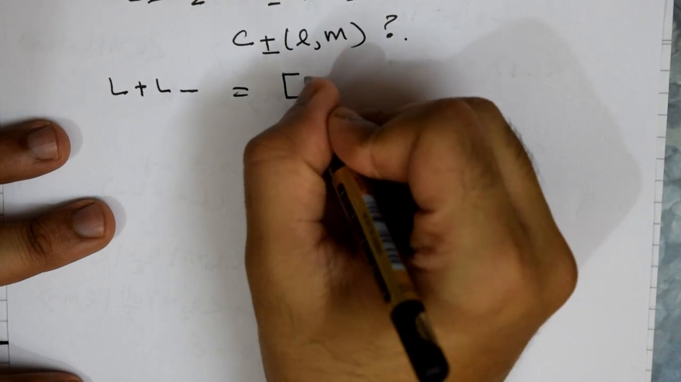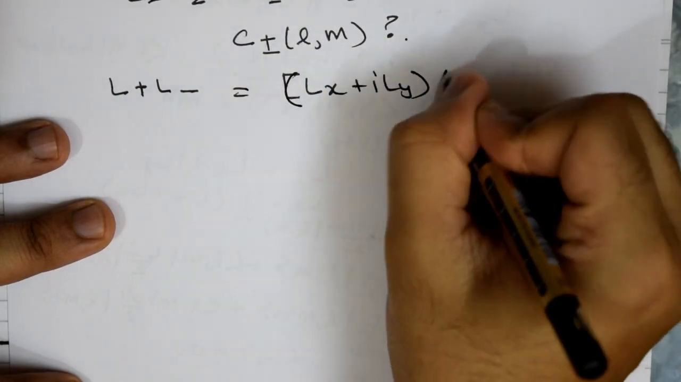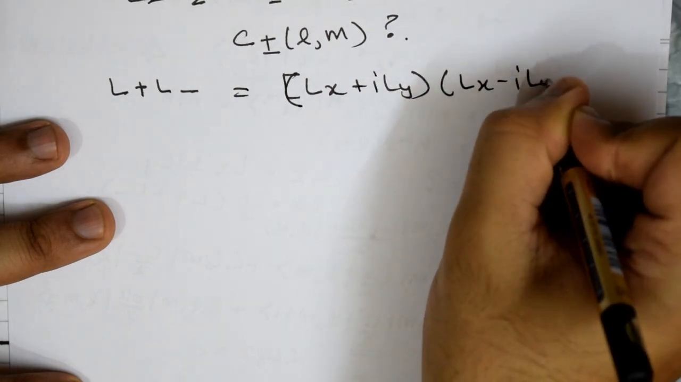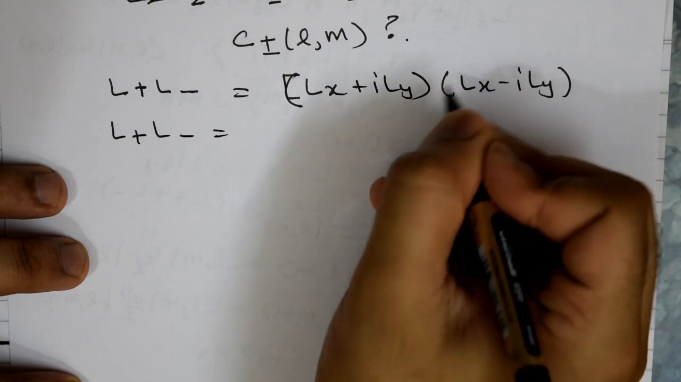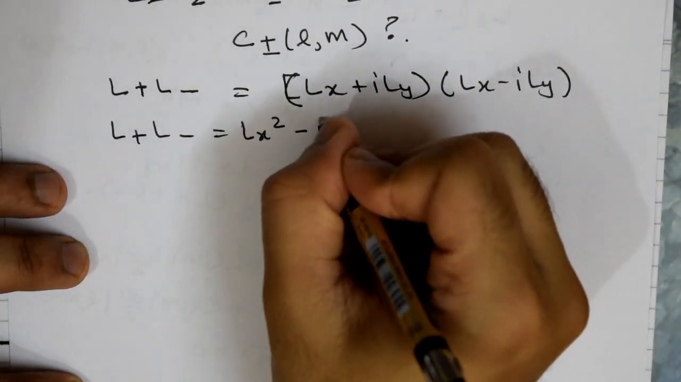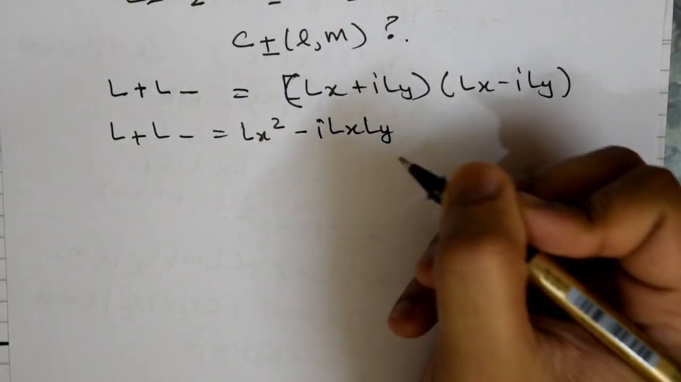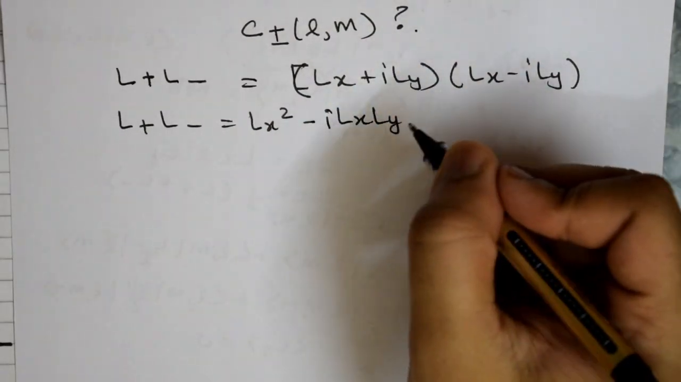So (Lx plus iLy) times (Lx minus iLy). We calmly take the product carefully. Lx times Lx is Lx squared. Lx times minus iLy is minus i Lx Ly. I want students to be careful and not write it as Ly Lx, these are operators which need not always commute.